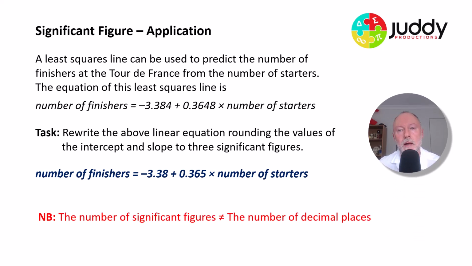Finally, do beware, the number of significant figures does not always equal the number of decimal places, as we can see in this example. The y-intercept has 1, 2, 3 significant figures, but only 2 decimal places, whereas the gradient has 1, 2, 3 decimal places, and also 3 significant figures.